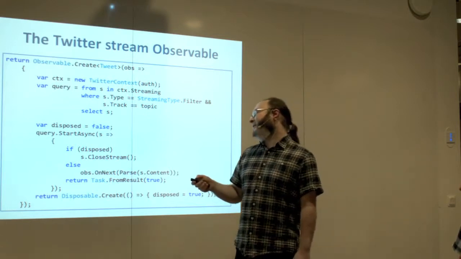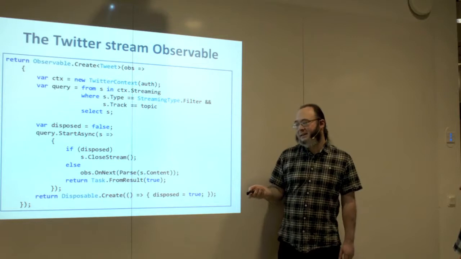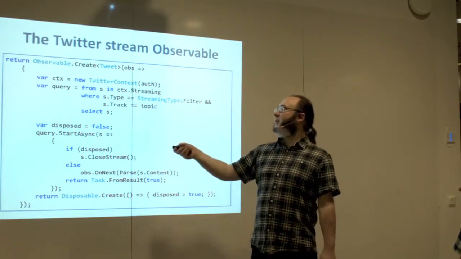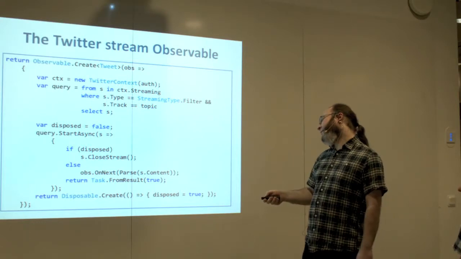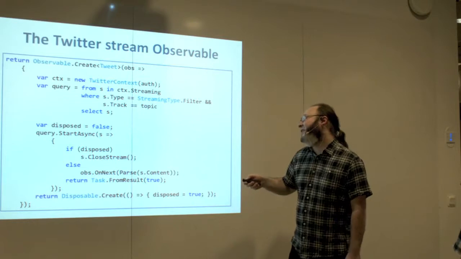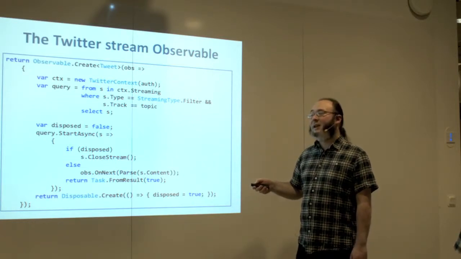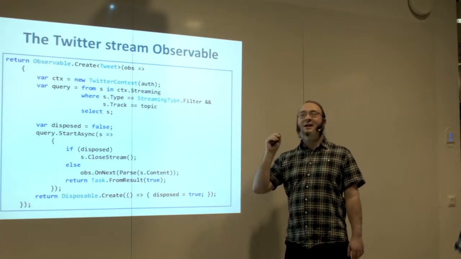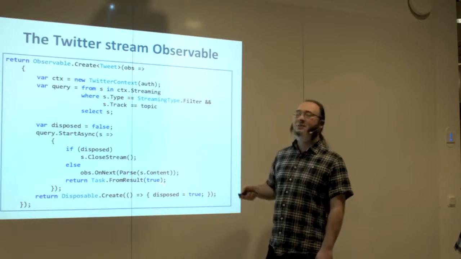The only other thing we have to take care of, and the reason this code has a bunch more lines, is disposal. I've just got a Boolean here, and whenever we decide to dispose this, it sets it to true, and the next time we actually get past something, we call close stream. That means we will not be given any more tweets on this topic. So that's just a little bit fiddly to set up the disposal.